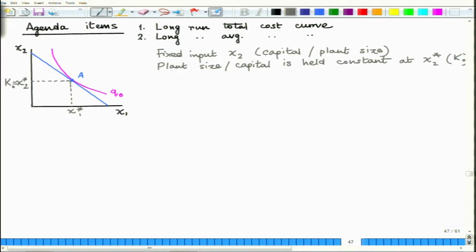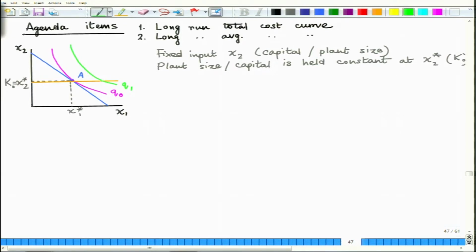Now let us see what happens if the firm wants to expand its production level. Of course, now we are not going to work with an upward sloping expansion path because this is short run. So here let me draw this line parallel to the x1 axis. Now if the firm wants to produce a higher level of output, say at level Q1, then it has to operate along this orange line, because I have already fixed the plant size, or the level of my fixed input, which is capital.